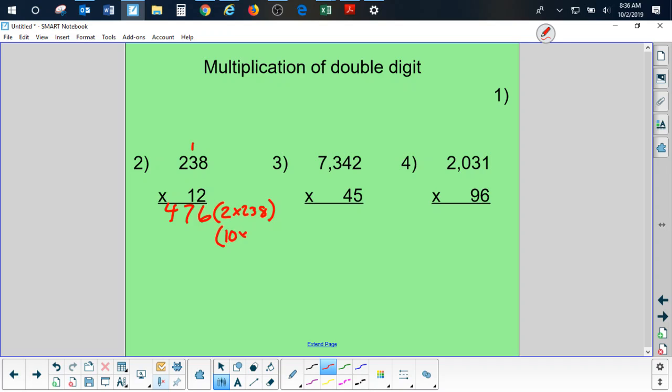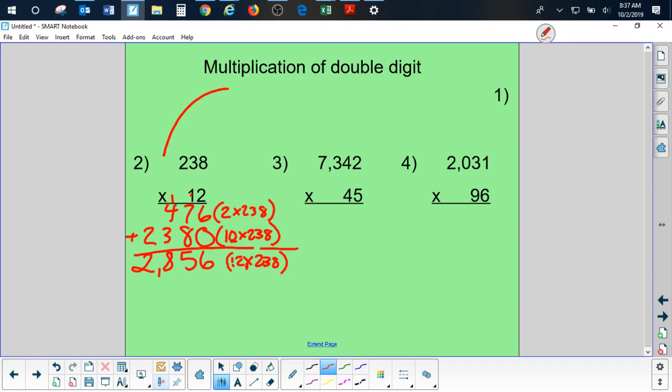Next column down, I'm going to do 10 times 238. I need to make sure I have my 0 written down. 1 times 8 is 8. 1 times 3 is 3, and 1 times 2 is 2. When I add it all together, I'll be able to get my 12 times 238 as my answer. So 6 plus 0 is 6, 8 plus 7 is 15, 4 plus 1 plus 3 is 8, and then 2 plus nothing is 2, so my answer is 2,856.